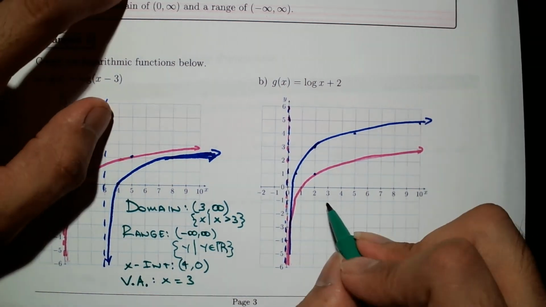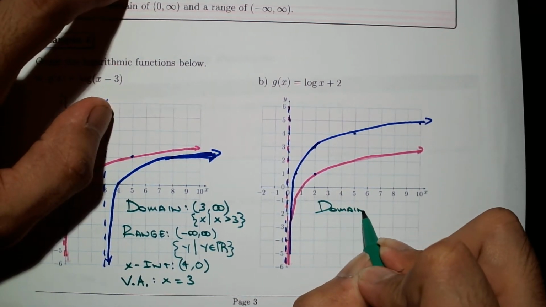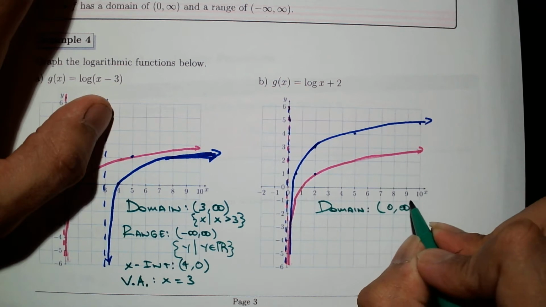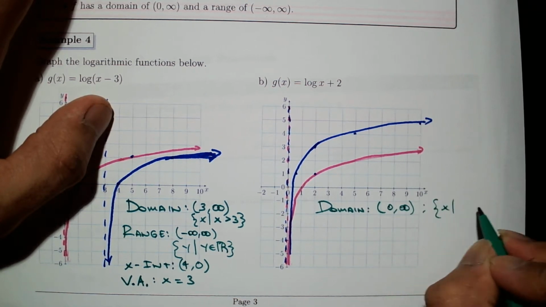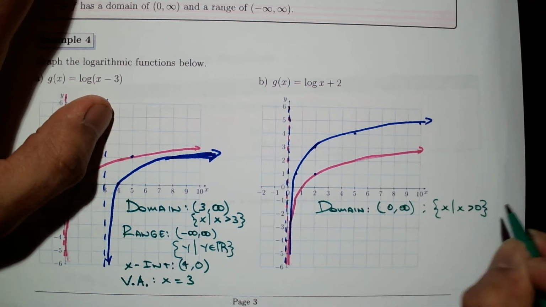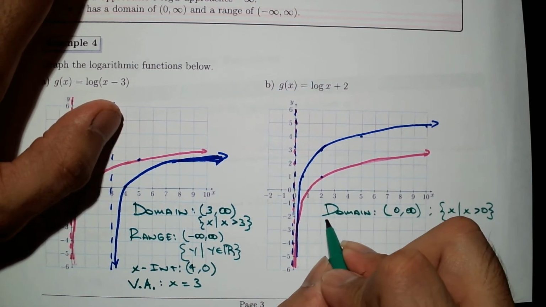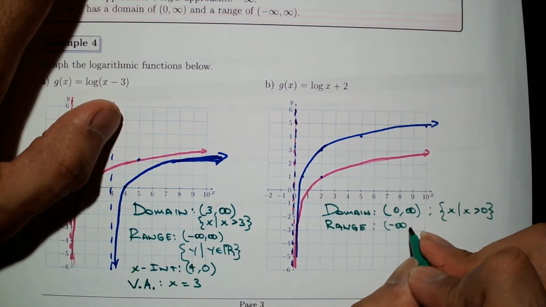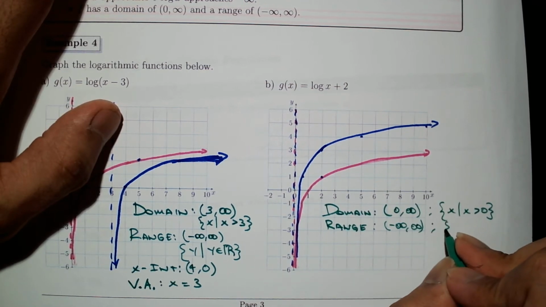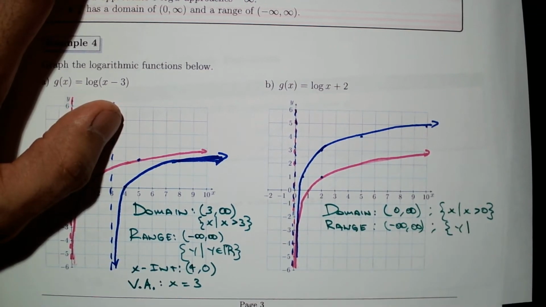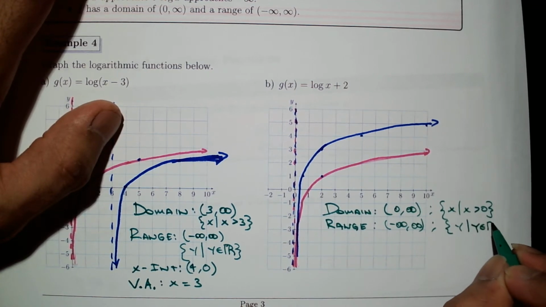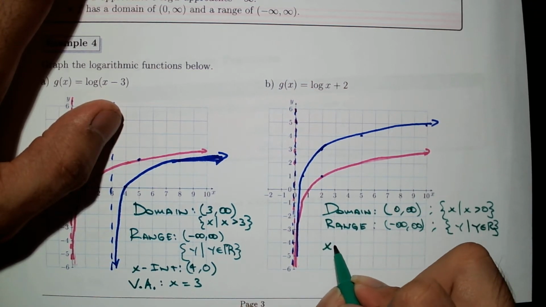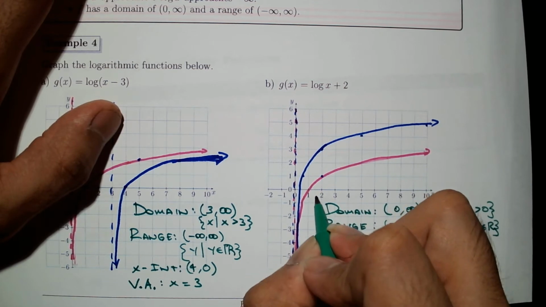So let's list the domain. In this case, see how it's going from 0 to infinity, which in set notation is x such that x greater than 0. The range, on the other hand, is all real numbers, negative infinity to infinity, or in the fancy set notation, y belongs to all real numbers. We have an x-intercept, which corresponds to the point.